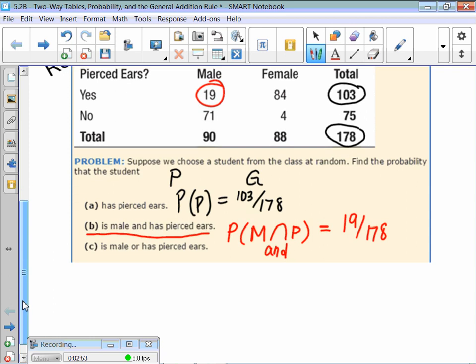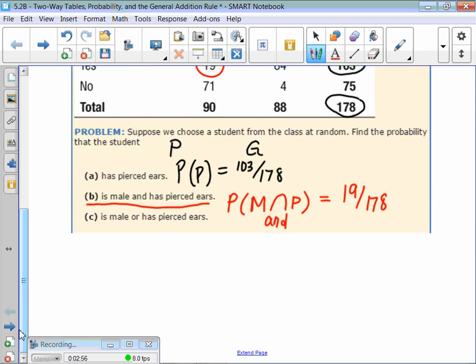Okay, now part C. Is male or has pierced ears. So this is a new symbol you should write down. The probability they are male or they have pierced ears. So this means union, okay? It also means or. This guy means intersect and also means and. In statistics, our or always means we're going to add the probabilities. However, when we added probabilities before, we only added things that were mutually exclusive. Is being male and having pierced ears mutually exclusive? No. Okay, there is overlap. You can be both male and have pierced ears.